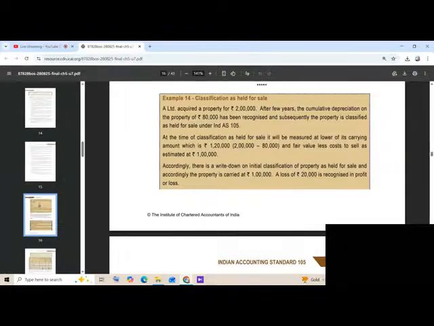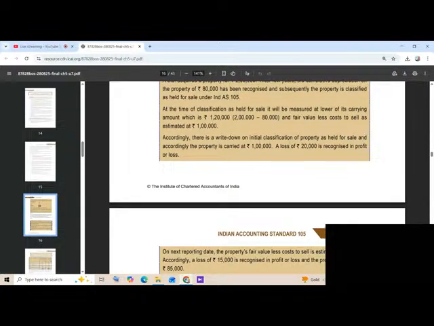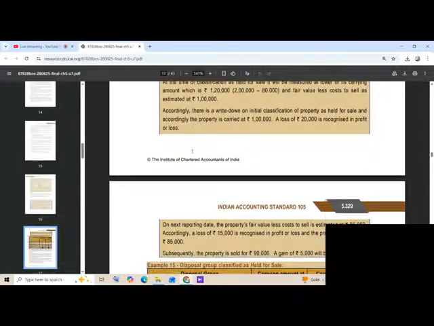At the time of classification as held for sale, it will be measured at the lower of its carrying amount, which is 1.2 lakhs, 2 lakh minus 80,000, and fair value less cost to sell, as estimated at 1 lakh. Accordingly, there is a write down on initial classification of the property as held for sale, and the property is carried at 1 lakh rupees. A loss of 20,000 is recognized in profit or loss.